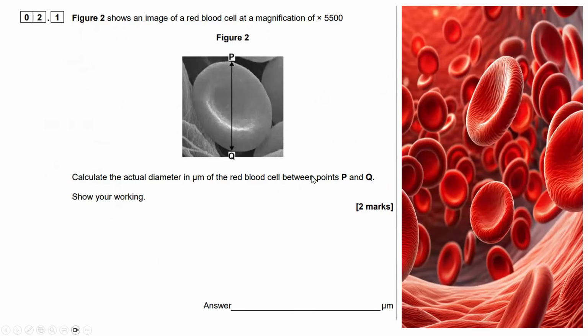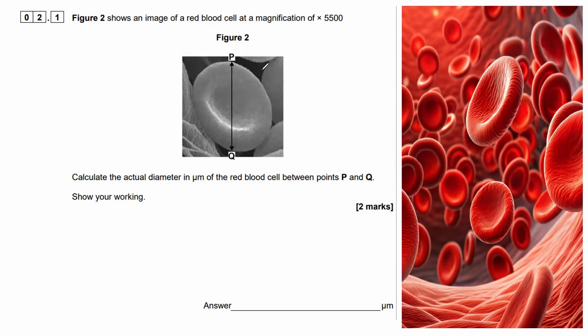Okay, 2.1. So we're going to have a go at this one now. 2.1 shows an image of a red blood cell at a magnification of 5,500. I put a funky little red blood cell, erythrocyte, up there. Calculate the actual diameter in micrometers of the red blood cell between points P and Q. Show your working, 2 marks. Why don't you grab your calculator, grab a pen, grab some paper, pause the video, have a go.